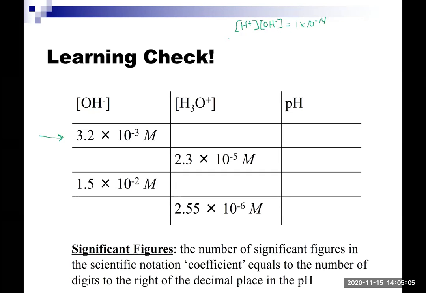So we can plug in what we have. And we have OH minus, which is 3.2 times 10 to the minus 3. And remember, these brackets equal molarity. And we set that equal to 1 times 10 to the minus 14. To solve this, we're going to divide 3.2 times 10 to the minus 3 out of both sides.